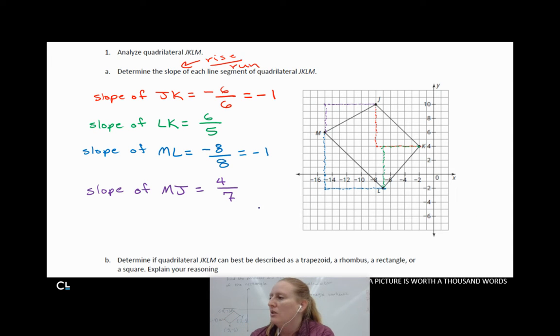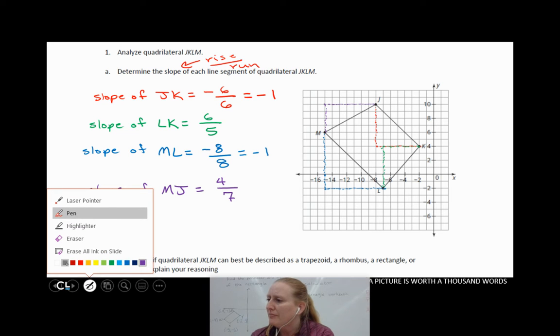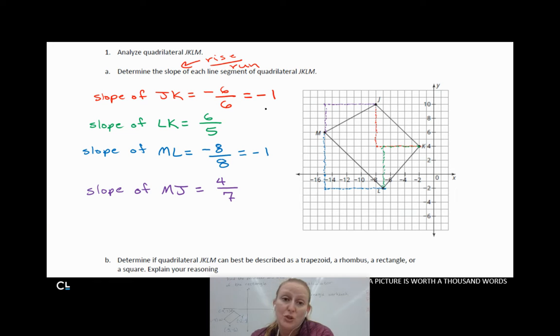So can we just take a minute, before I get to question B, to notice a few things. First of all, I see 2 slopes that are the same. And that tells me I have 2 lines that are parallel. That tells me that ML is parallel to JK. But notice these other slopes are not the same. So these sides are not parallel. So I have one set of parallel sides.